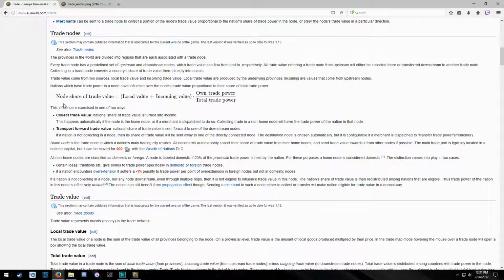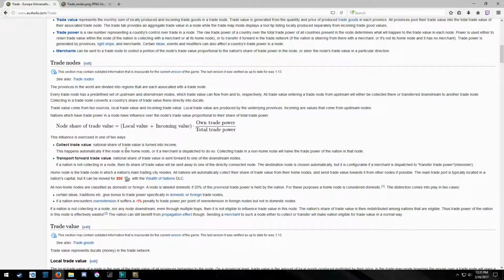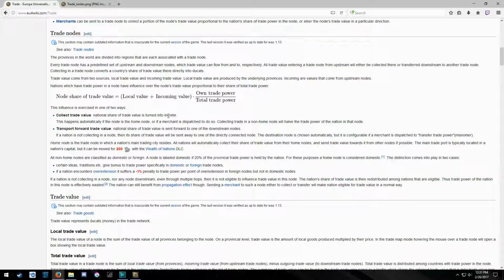Your share is basically the local value plus incoming value multiplied by your own percentage of total trade power in the area, and that's your trade value. You can basically do two things with it. You can collect from it, or you can transport it forward. In general, you will collect from your home trade node, which is basically where your capital is.